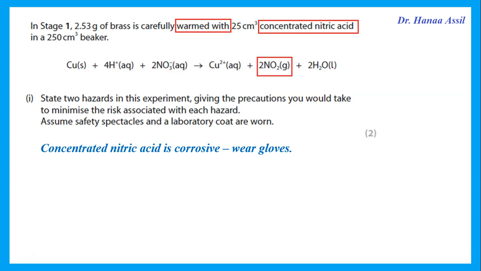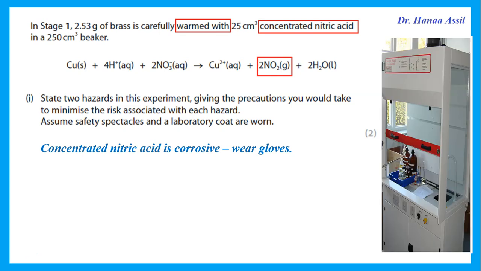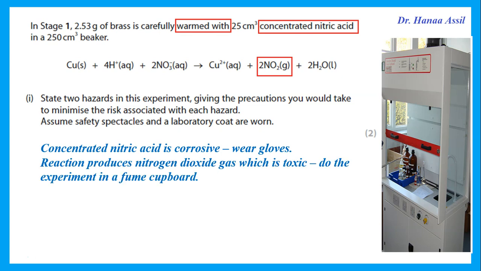He wants another one. What else did he say? We're doing a reaction that gives nitrogen dioxide gas. And any reaction that forms a gas, which is probably toxic, most gases are toxic, we should do in a fume cupboard. So the other hazard is that the reaction produces nitrogen dioxide gas, which is toxic. Now, the precaution would be to do the experiment in a fume cupboard.